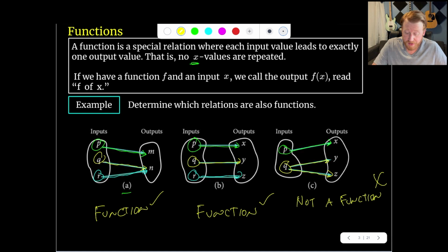So going forward, we might see some other examples in the class where we need to figure out what is a function and what is not a function. So again, just making sure that each input is going to exactly one output, even if that output is being hit by multiple inputs, like in the first example here.